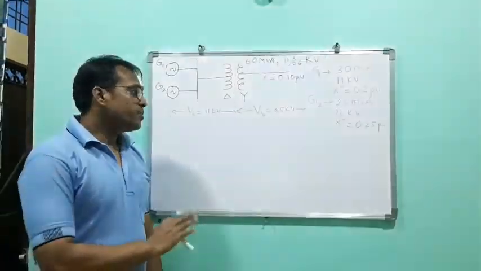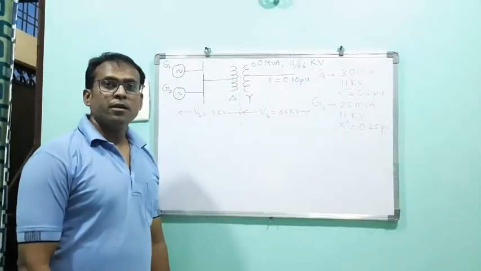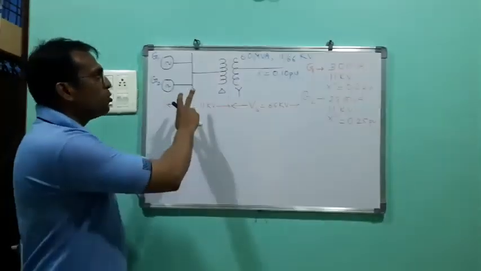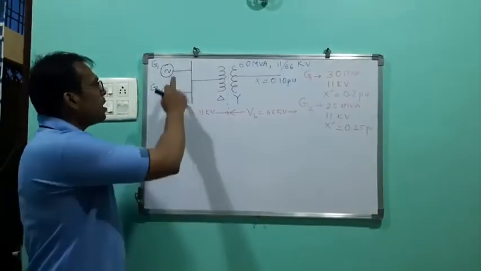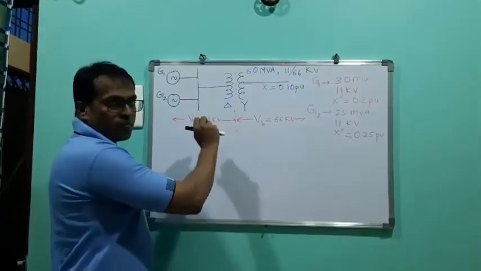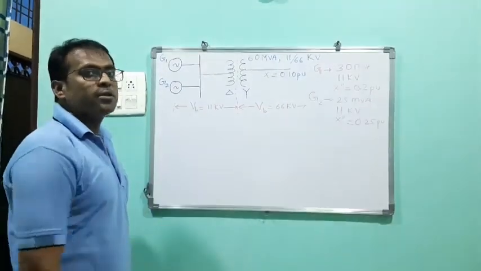Okay, this video is for those students who were absent in the class, or those having difficulty. Now see, this is one numerical. In this, two generators are given and one transformer. In this particular numerical, the transmission line is not given. The parameters of the transmission lines are not given.